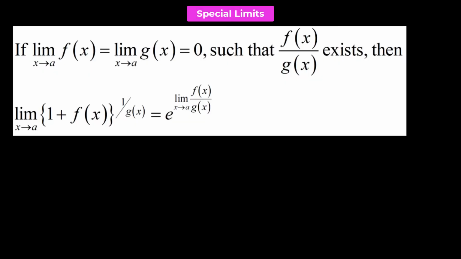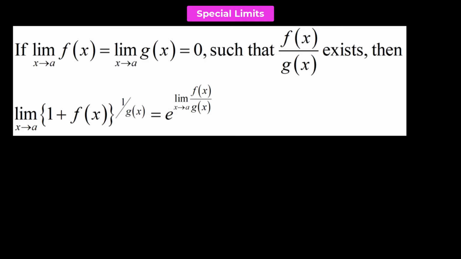So, if the limiting value of the function f of x when x approaches a is equal to the limiting value of g of x when x approaches a, both equal to 0, and also the limit of f of x divided by g of x exists, then the limiting value of 1 plus f of x raised to the power of 1 over g of x when x approaches a is given by e raised to the power of limit x tending to a f of x divided by g of x.